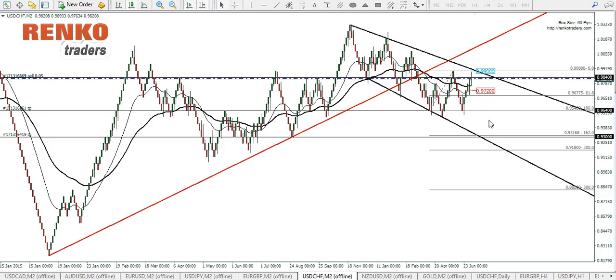So in the event of an extended decline to the downside, I expect 0.93, because you have this level which shows as a strong support level.